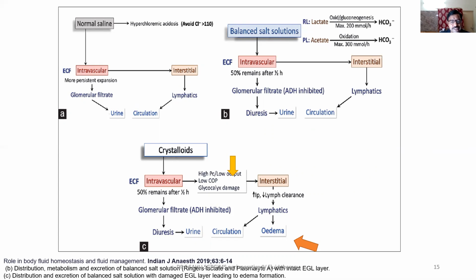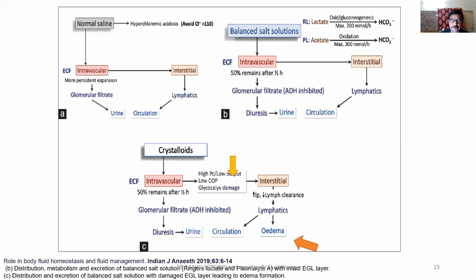What happens when the endothelial glycocalyx is damaged? In the intravascular compartment there is low colloid oncotic pressure, because protein is leaking through the damage, and there are changes in the colloid oncotic pressure, the pressure that keeps the protein and cells bound inside. Now that it changes, more fluid comes into the interstitial space, and it is not cleared by the lymphatics, and it produces edema.